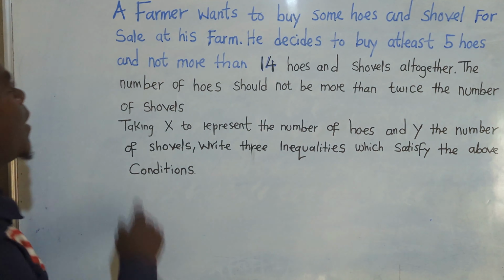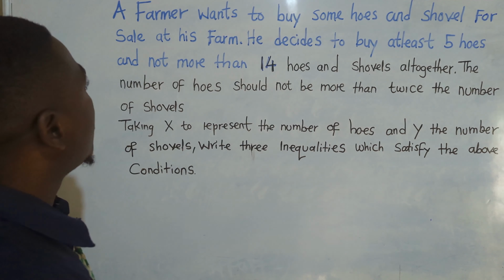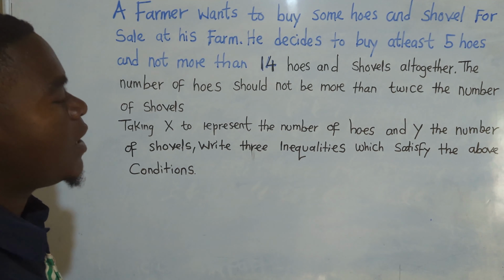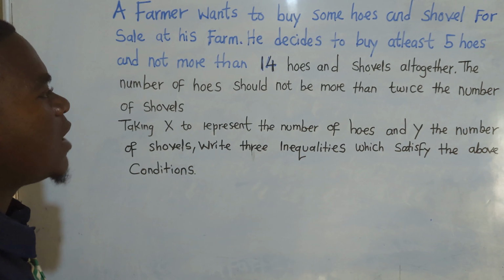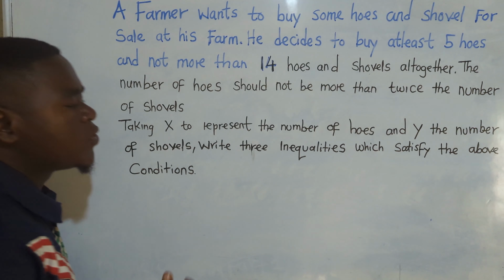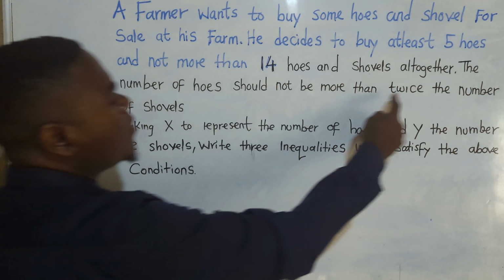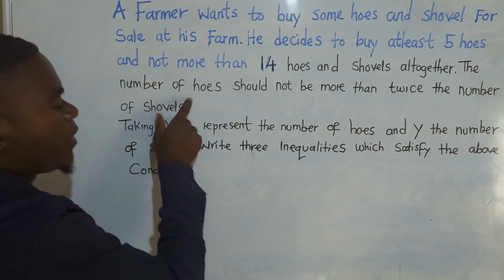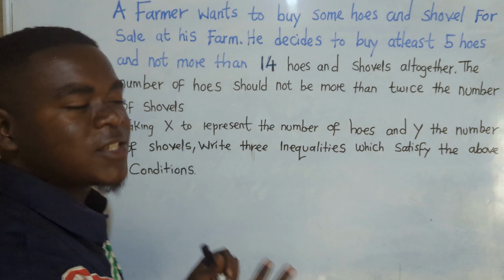The question is saying, a farmer wants to buy some hoes and shovel for sale at his farm. He decides to buy at least 5 hoes and not more than 15 hoes and shovels altogether. The number of hoes should not be more than twice the number of shovels. Then this is now where the main question is falling.